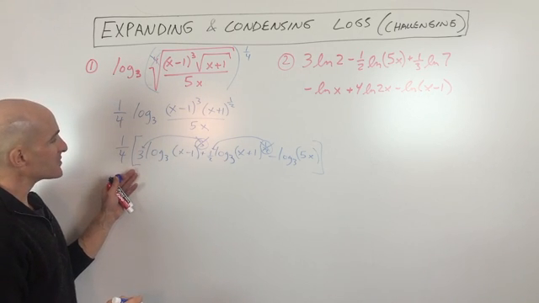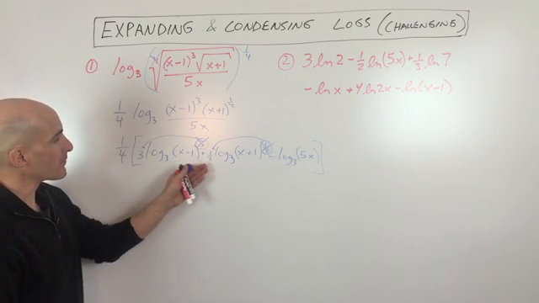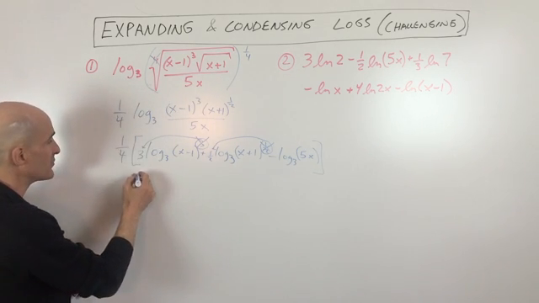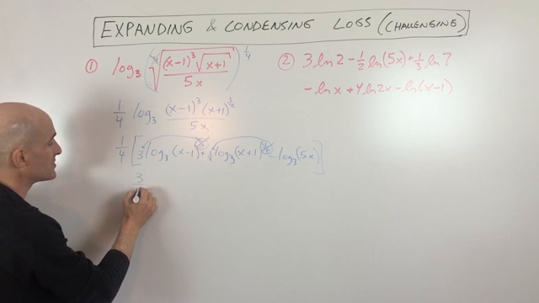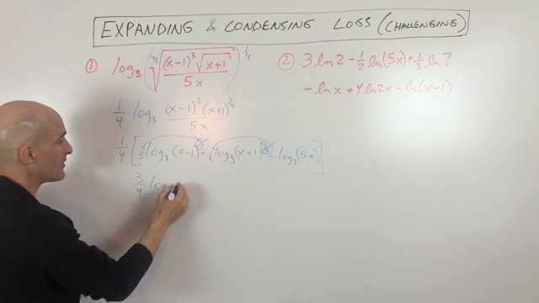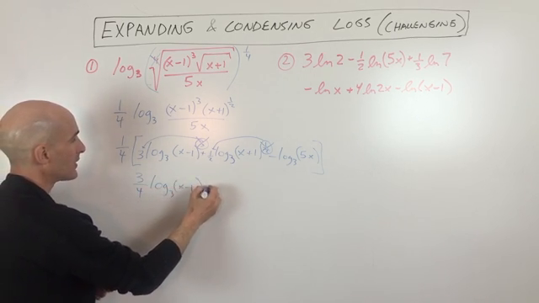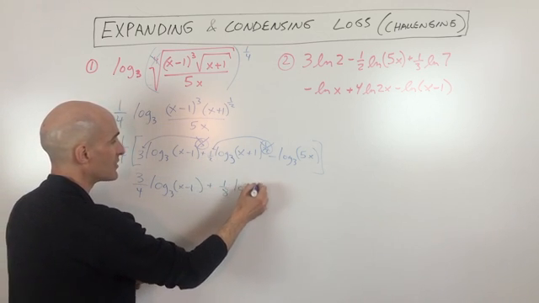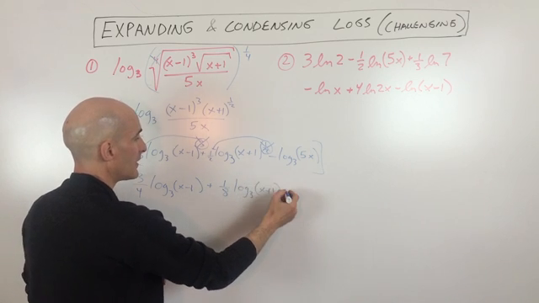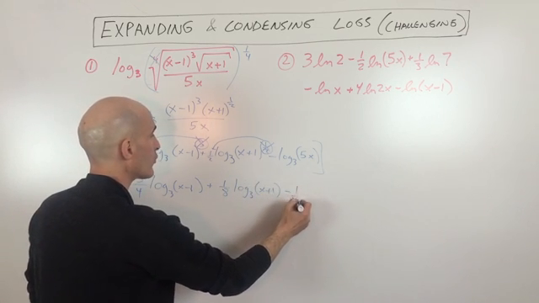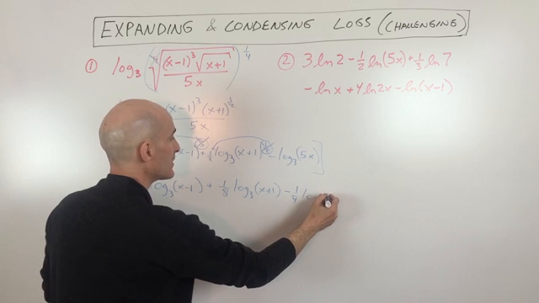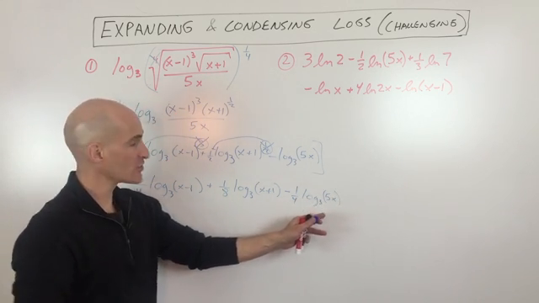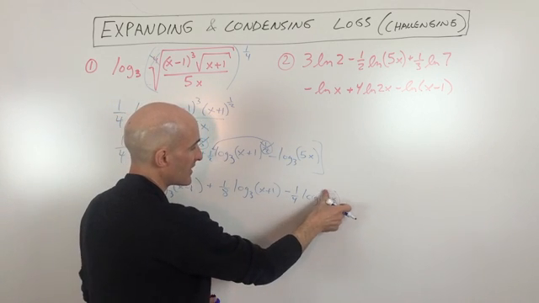Then I'm going to distribute the 1/4 into the parentheses. So this is going to be 3/4 log base 3 of x minus 1, plus 1/4 times 1/2 is 1/8 log base 3 of x plus 1, minus 1/4 log base 3 of 5x. And then this 5x, you can expand this further as well. 5 times x, we could think of that as a product.